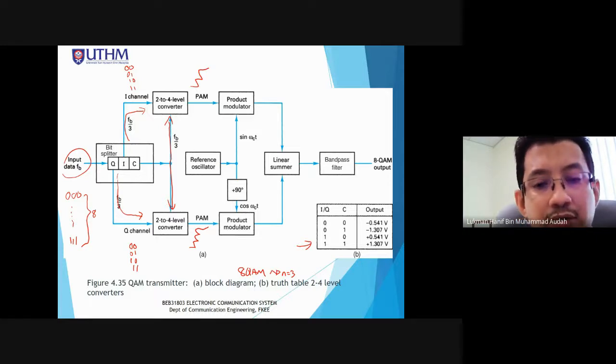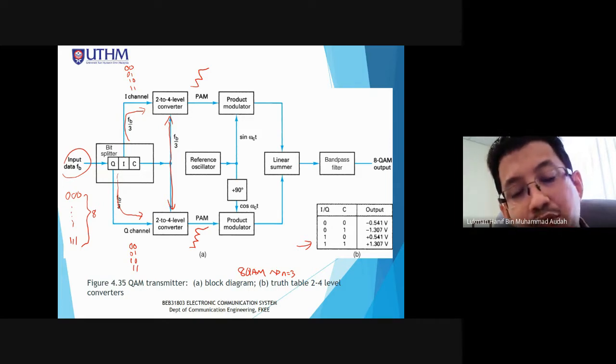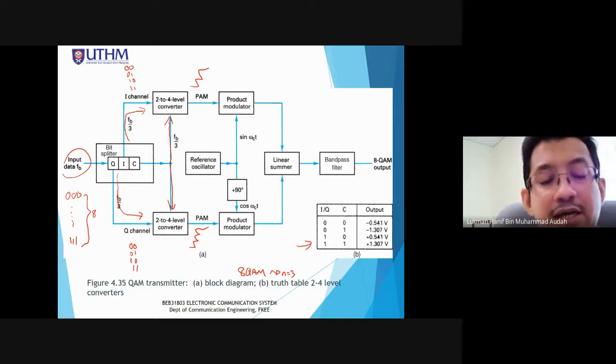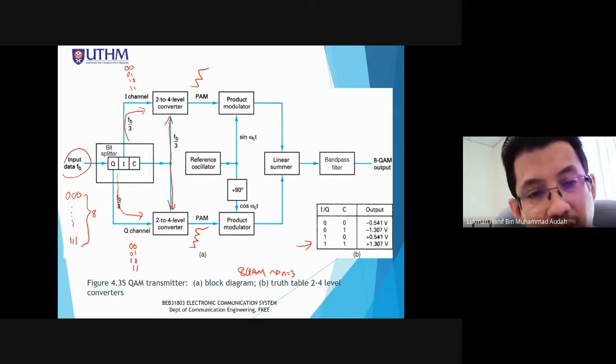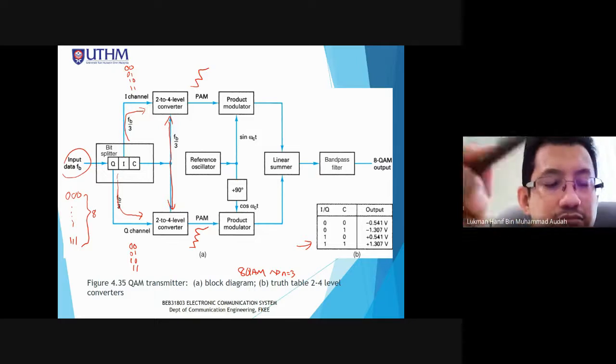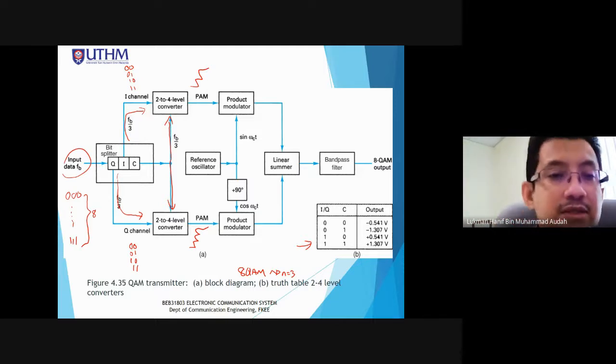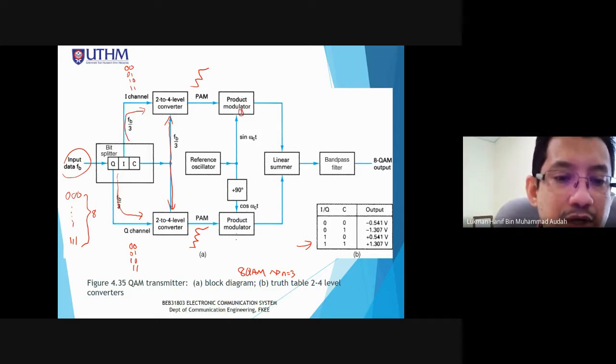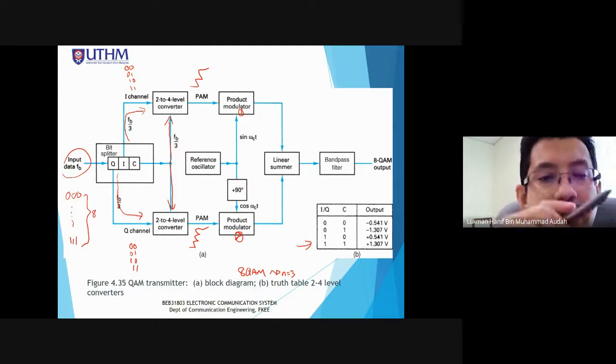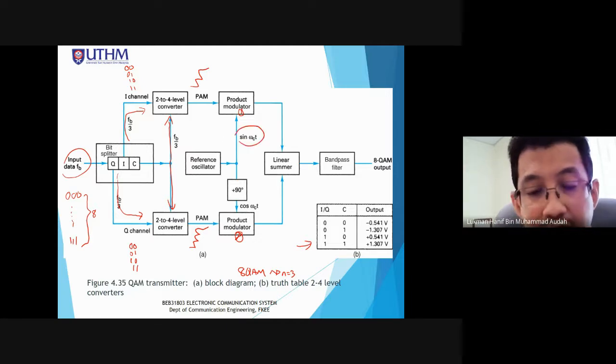Maknanya kalau contoh di sini kalau input adalah 00, keluarannya adalah negatif 0.541 volt. Kalau 01 negatif 1.307 volt. Maknanya dia convert input bit kepada output DC voltage. Iaitu dipanggil sebagai pulse amplitude modulation signal. Okay. So keluaran di sini adalah DC voltage and we put inside the product modulator. So ada dua product modulator, yang pertama I channel dan yang kedua adalah Q channel. Dalam I channel kita akan darabkan pump input ini dengan sine wave. Manakala dalam Q channel kita akan darabkan input pump signal dengan cosine function.